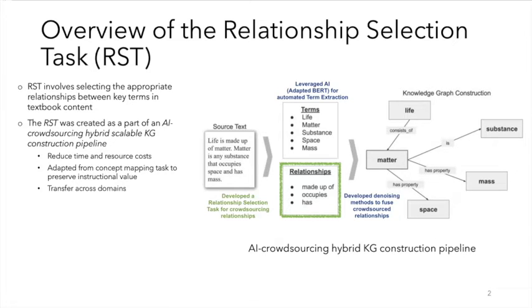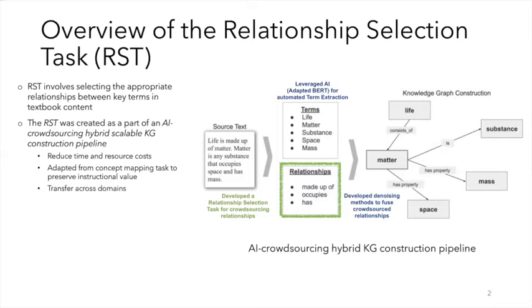The motivation for creation of this task was that in order to leverage knowledge graphs, or KGs, for creating intelligent textbooks that benefited students, we needed to be able to create KGs at scale. However, current methods of KG construction are extremely time and resource intensive. To enable scalable KG construction, we therefore developed an AI crowdsourcing hybrid pipeline illustrated here.